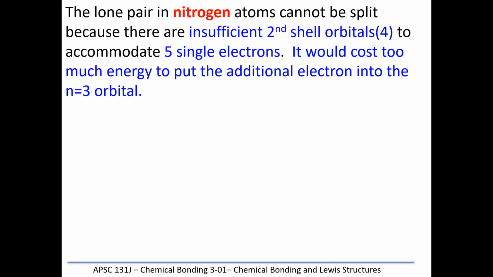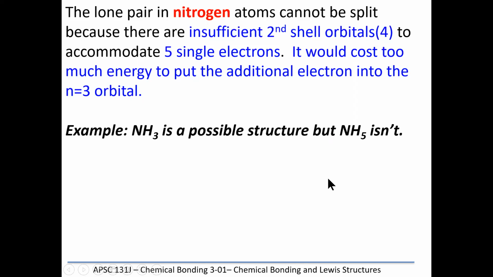under unusual circumstances, but most of the time it is not split because in the second shell, there aren't enough orbitals to accommodate 5 single electrons. So it's very unusual to see nitrogen forming 5 bonds. It can happen, but it's unusual. So that's why the typical structure when nitrogen bonds with hydrogen is NH3. There is no NH5 that is observed.